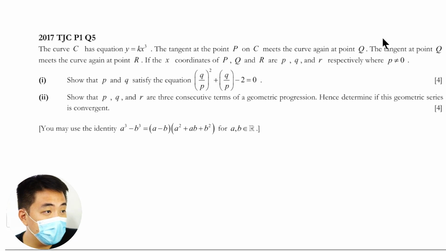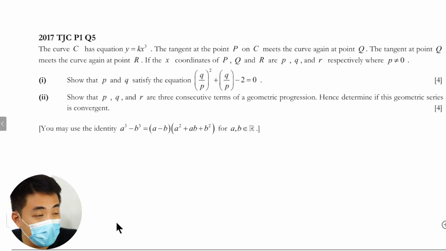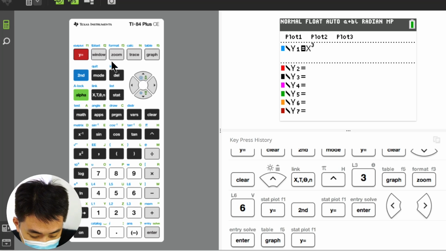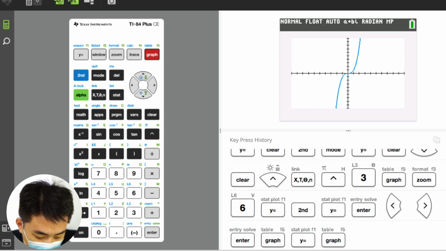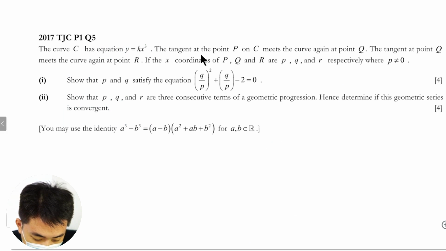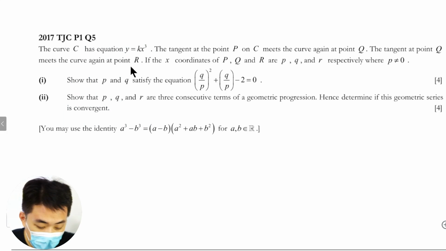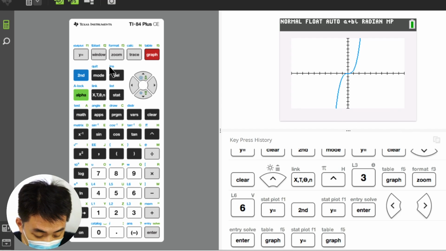So the curve C has this equation y equals kx cubed. We know that kx cubed is going to look like that. Okay, this graph here. Now the thing is, the tangent at point P on C meets the curve at Q. The tangent at Q meets the curve again at R. If the x coordinates of P, Q, R are p, q, r respectively, where p is not equal to 0, show that p and q satisfy. Okay, so let's see how we can do that.